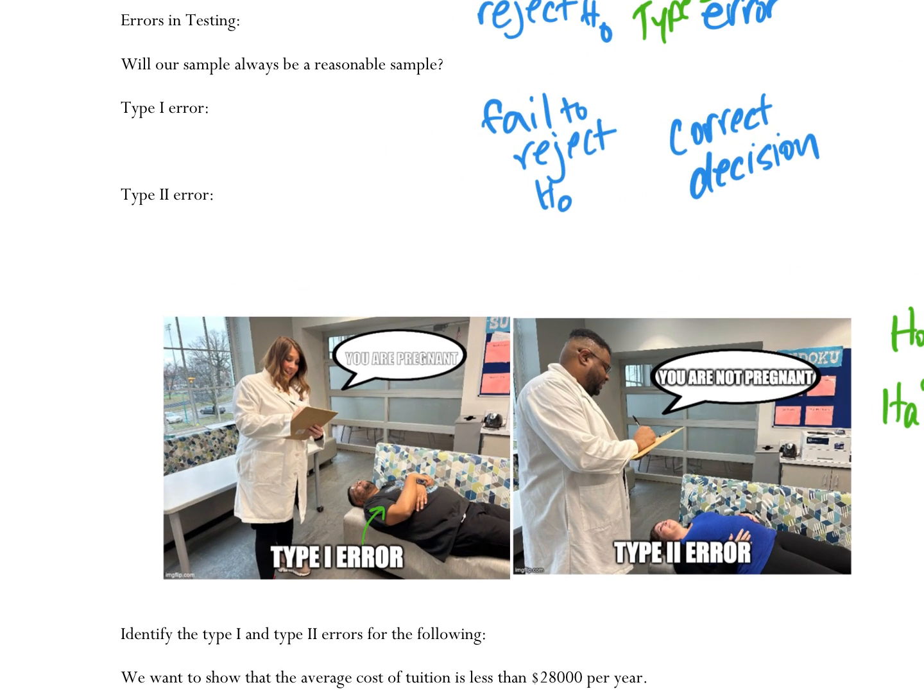A type 1 error is when we wrongly reject the null. And a type 2 error is when we wrongly fail to reject the null.